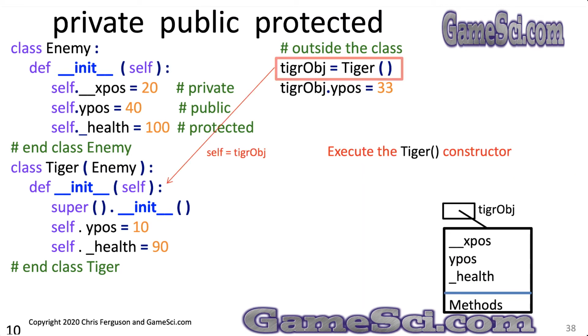Let's trace the code and see how this works. I also want to introduce you to the super function that allows you to go up to the parent class and see how that works. Tiger object equals new Tiger. Let's execute the Tiger constructor. As with all constructors, as soon as we call it, self will be set to Tiger object. I want the self variable to point to the same object as the Tiger object. Here's the object down here, and Tiger object is a reference to this Tiger object.